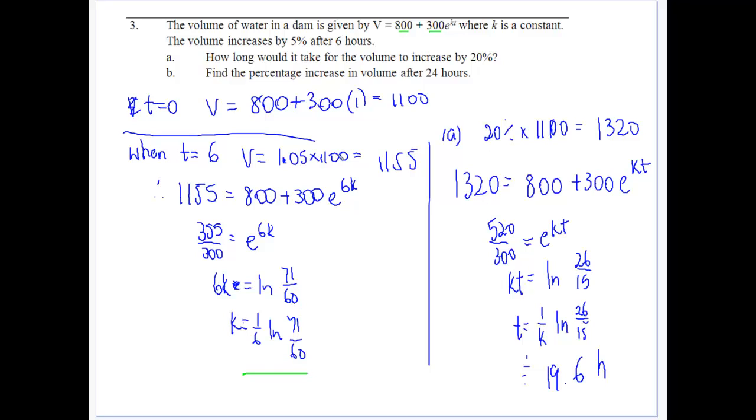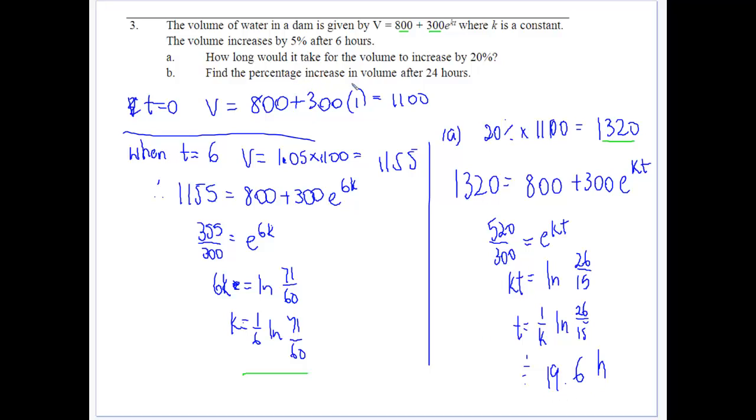But that's okay. How long would it then take the volume to increase by 20%? So if the volume is going to increase by 20%, what's the volume going to be? Well, it's going to be 1320. So 1320 would equal that expression, the 800 plus 300 e to the kt. We want to find t this time, so we subtract our 800 and then divide by the 300. That gives us e to the kt, and kt would equal natural log of 26 on 15. Then dividing by k gives us 1 on k times that. So again, we're at the point where we can put it all into the calculator, and that will occur at approximately 19.6 hours.